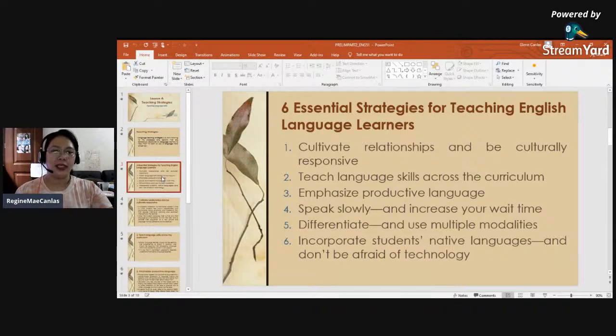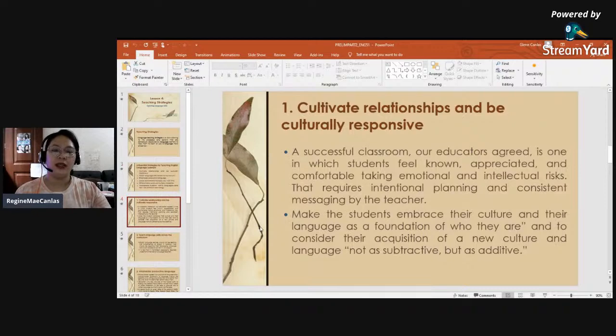First one, cultivate relationships and be culturally responsive. Number two, teach language skills across the curriculum. Three, emphasize productive language. Four, speak slowly and increase your wait time. Five, differentiate and use multiple modalities. Lastly, incorporate students' native languages and don't be afraid of technology. We will go through each strategy one by one. Well, let's go to the first one.